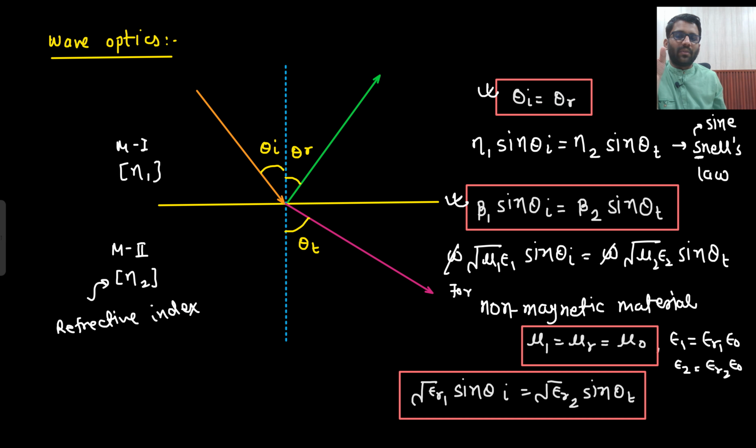Then we started studying the formulas. First we saw the basic wave optics, so those wave optics concepts we are going to use. These two formulas are something that we need to remember: the angle of incidence is equal to the angle of reflection. But for transmission we apply Snell's law. Snell's law is beta 1 sin theta i equals beta 2 sin theta t. Okay. Then if mu1 is equal to mu2 is equal to mu naught, then this formula would come.